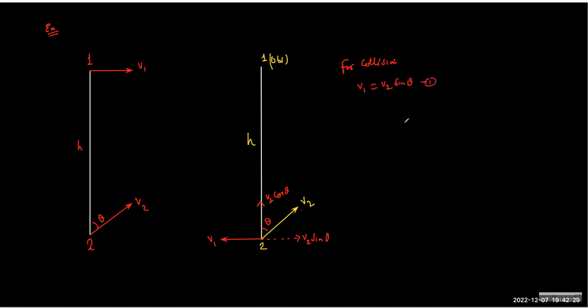Because V1 and V2 sin theta are cancelling, the net velocity left is how much? The net is always the one along the line joining 1 and 2, and that is V2 cos theta. So the time taken to reach 1 will be how much? After what time to reach here? H by V2 cos theta. See, we got all the answers. We are done, and you can substitute the values.